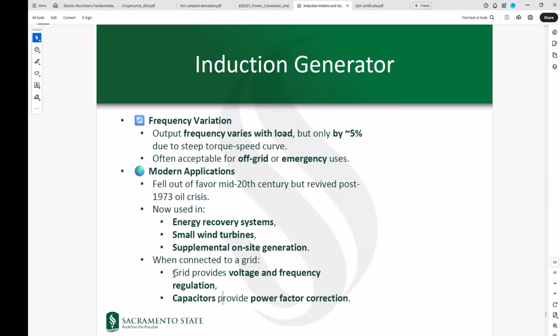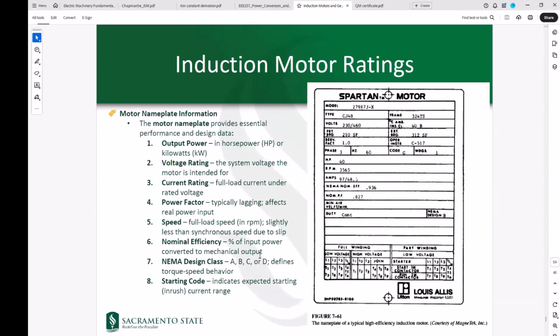When connected to a grid, the grid would be providing the voltage and frequency regulation. So this means that these machines do not have good voltage control, do not have good frequency regulation control. And we always need to use capacitors to provide power factor correction.